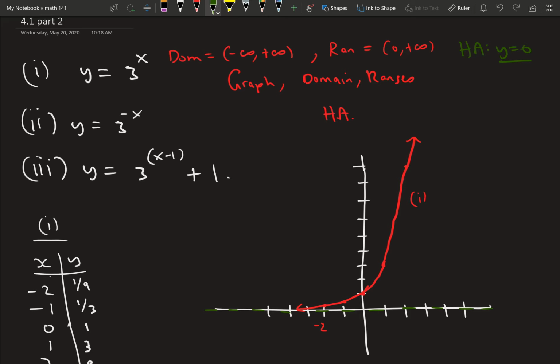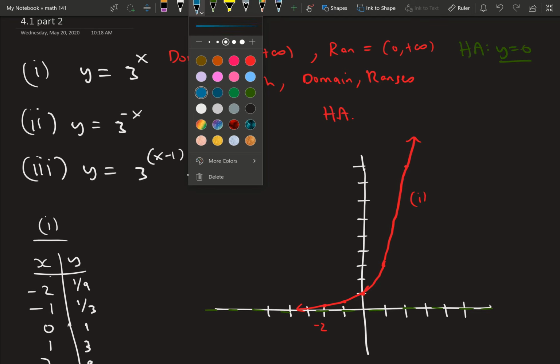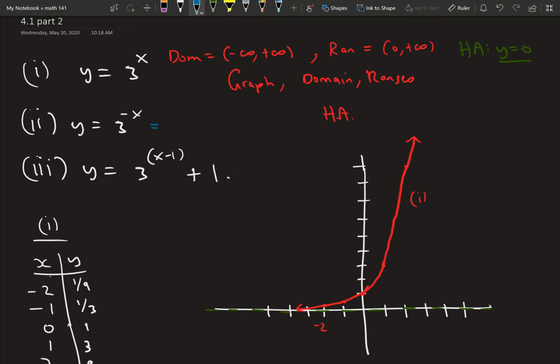Now, for the other graph, notice that it's exactly just the flip. So this again is 1/3 to the x power. So it's just replacing x with minus x. X gets replaced with minus x. So we simply flip the graph across the y-axis. And so this is the graph of 2 here, 3 to the minus x.